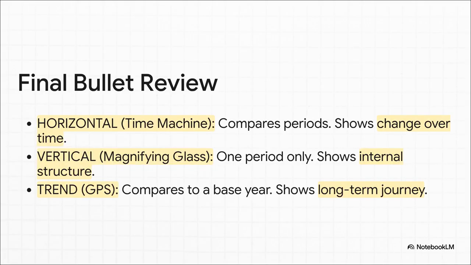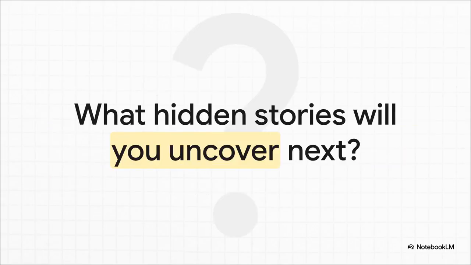So here it is, the whole explainer on one slide. This is your cheat sheet. The time machine looks across time. The magnifying glass looks inside one moment in time, and the GPS looks back to see where the whole journey started. Simple as that. Your toolkit is officially good to go.